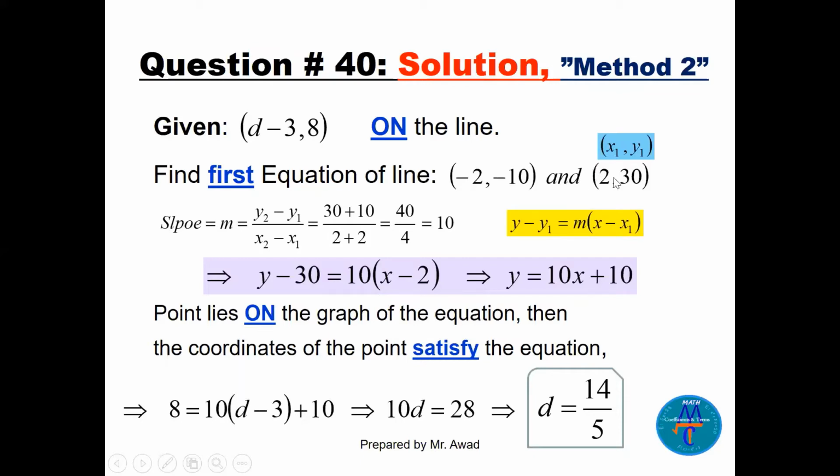I can take this point, (2, 30), y minus 30, slope is 10. That's the equation of the line here, x minus 2. So y will be 10x plus 10. That's the equation of the line.